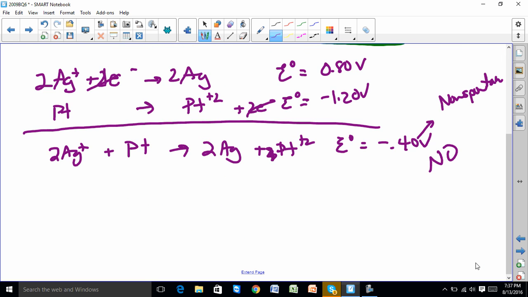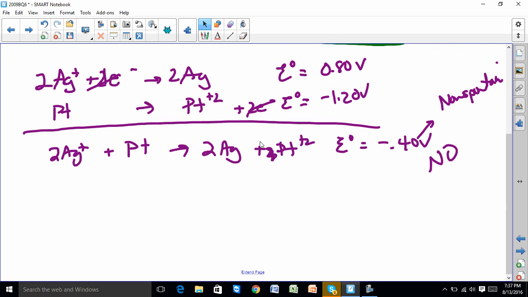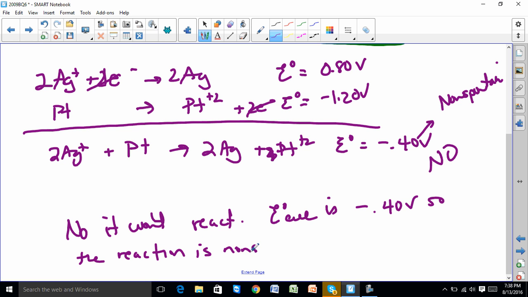The question was, if I can get this to go, predict whether platinum will react, and our prediction is no, it won't react. E of the cell is negative 0.40 volts, so the reaction is non-spontaneous.